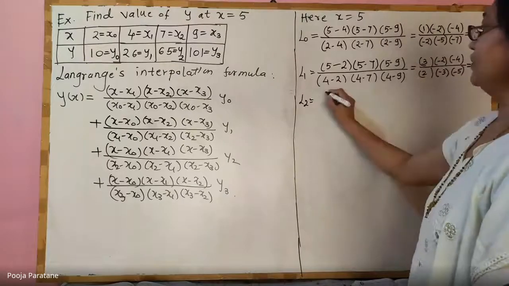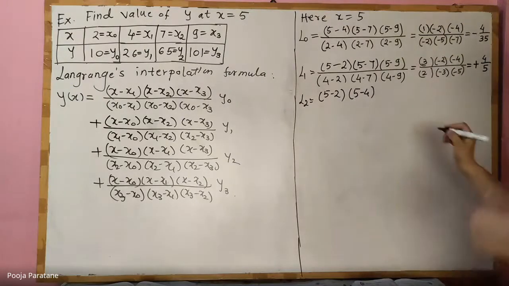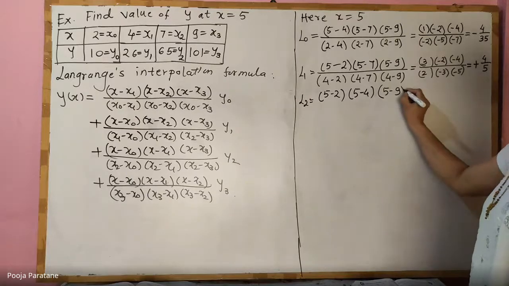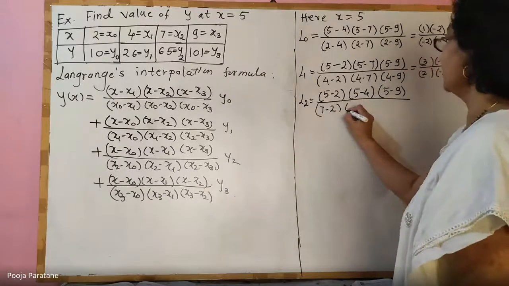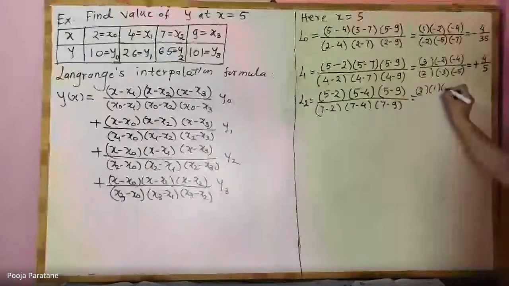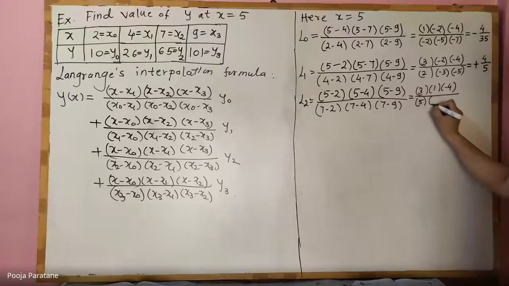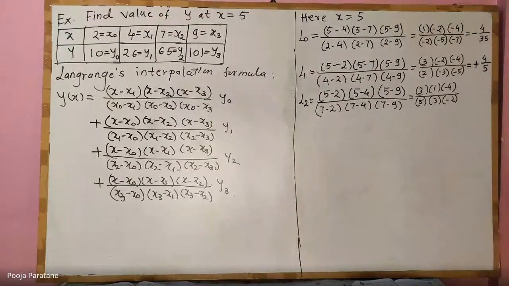This L2 is now 5 minus 2, x minus x0, then x minus x1, that is 5 minus 4, x minus x3, so it is 5 minus 9. And now what is the value of x2? 7. So it is 7 minus 2, 7 minus 4, 7 minus 9. So here it is 3, 1, minus 4 upon 5, 3 minus 2. Let us see first the sign again. Here the numerator has a minus sign, the denominator has one negative sign, and the division of minus upon minus is plus. So here 3 and 3 will get cancelled, and 2 2s are 2.